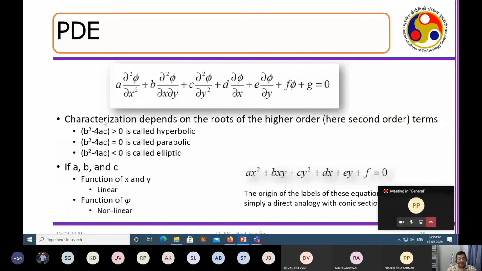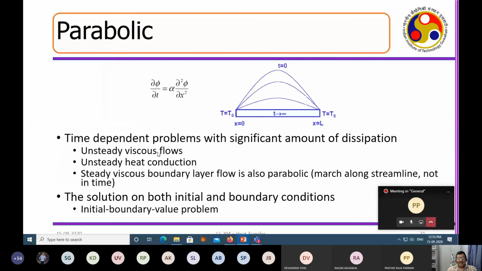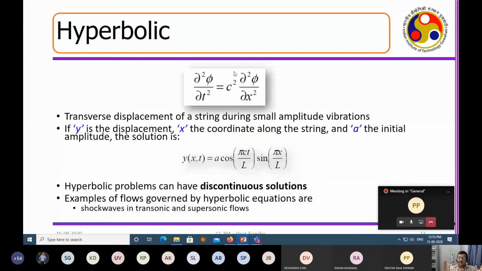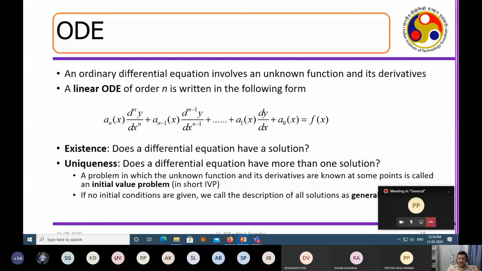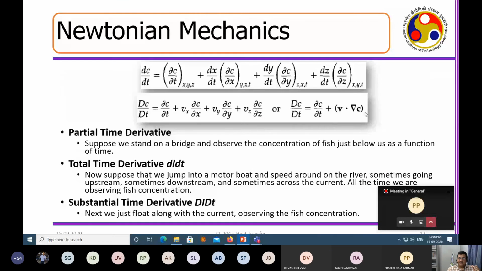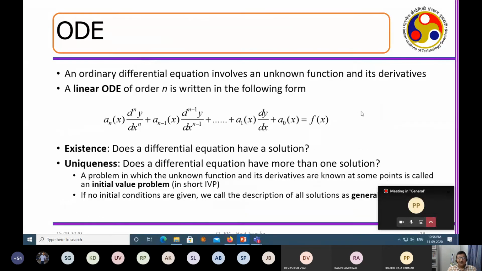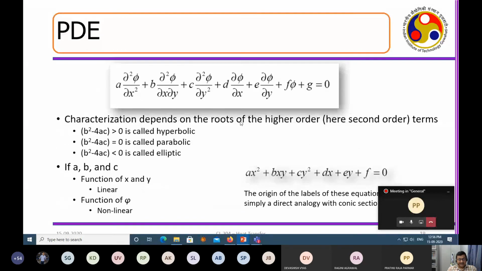Here I am enforcing b square minus 4ac is greater than 0. So this is called the hyperbolic equation, which is called the wave equation. All the convected form, this particular form that I am showing, is a hyperbolic situation. So PDEs are of three types.